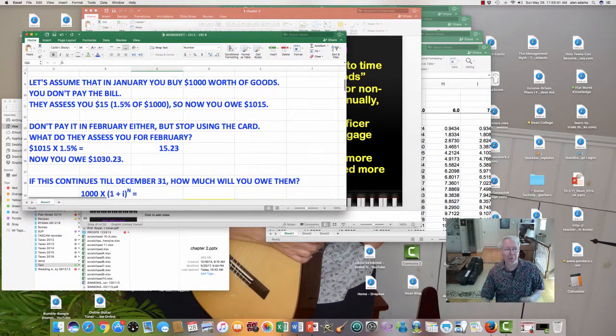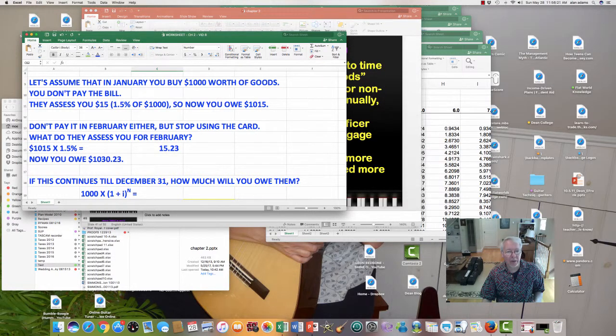So for illustrative purposes, let's assume in January you're going to go out and use your Visa or MasterCard and spend $1,000 and not pay the bill. Okay, which is a terrible thing to do, as I'll demonstrate to you. So they're going to say, well, that's 15 bucks. 1.5% of $1,000 means that you owe us $1,000 and another $15. So at the end of January, you actually owe the Visa company $1,015. Now you're not going to pay it. You're not going to use the card anymore, but you're not going to pay the balance.